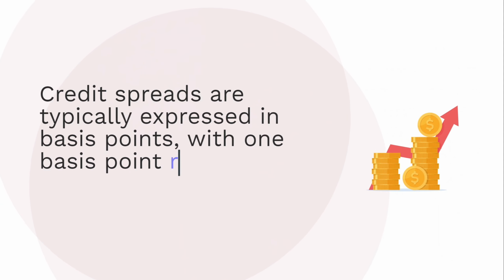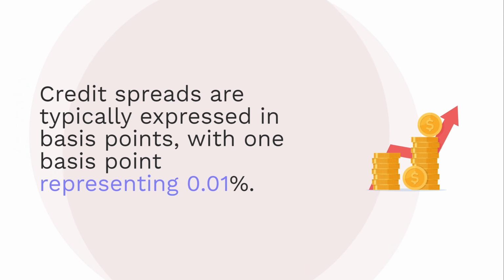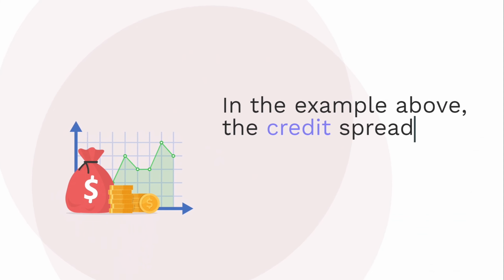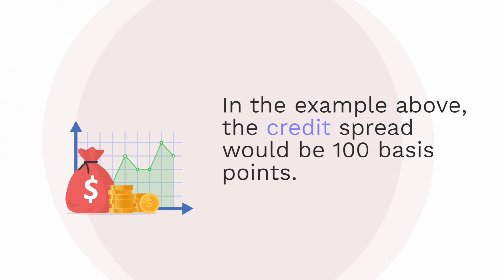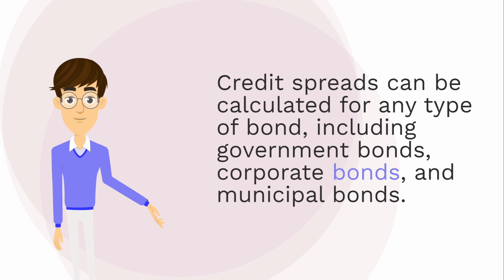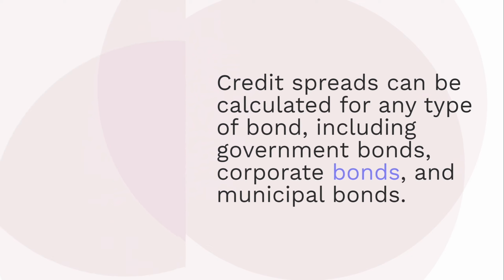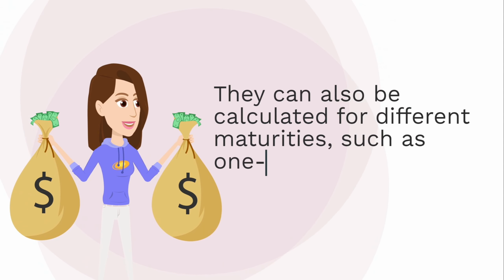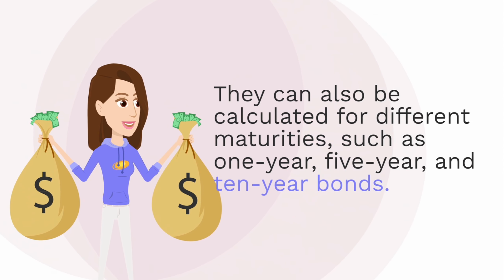Credit spreads are typically expressed in basis points, with 1 basis point representing 0.01%. In the example above, the credit spread would be 100 basis points. Credit spreads can be calculated for any type of bond, including government bonds, corporate bonds, and municipal bonds. They can also be calculated for different maturities, such as 1-year, 5-year, and 10-year bonds.